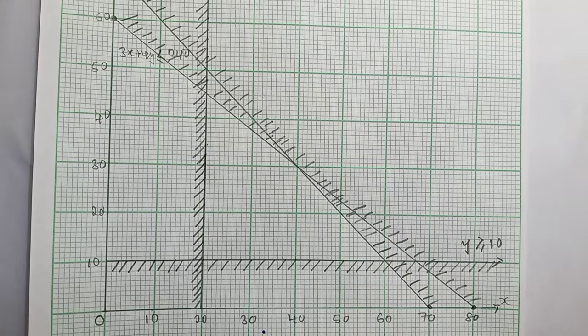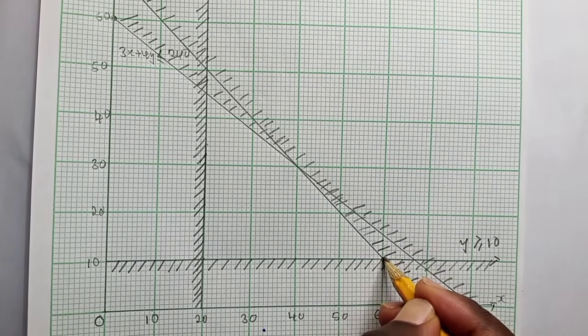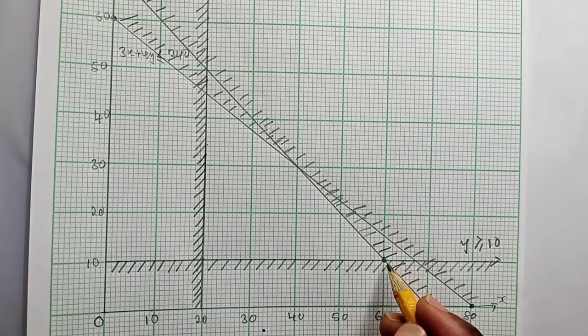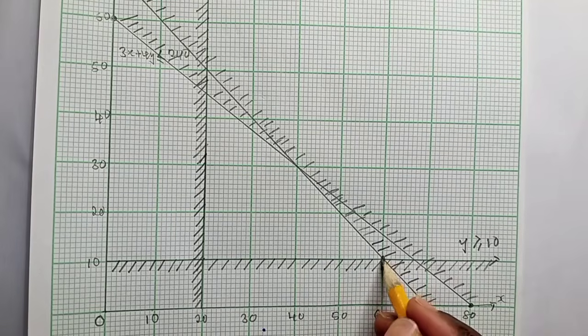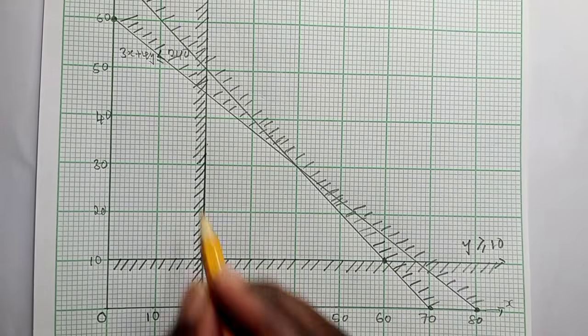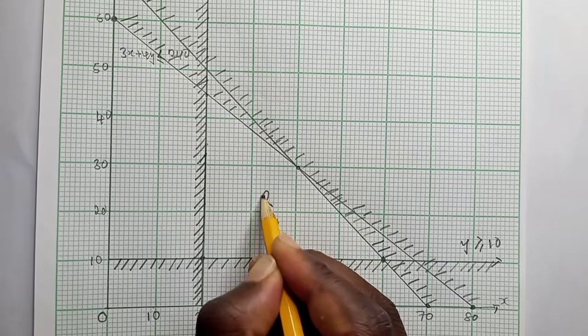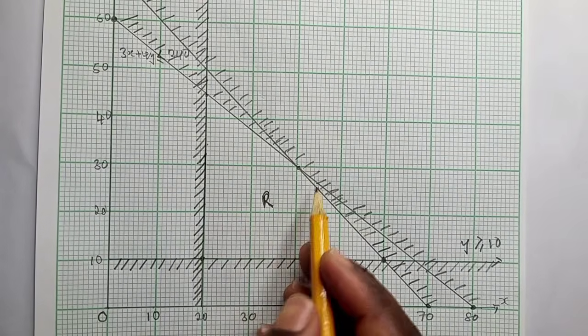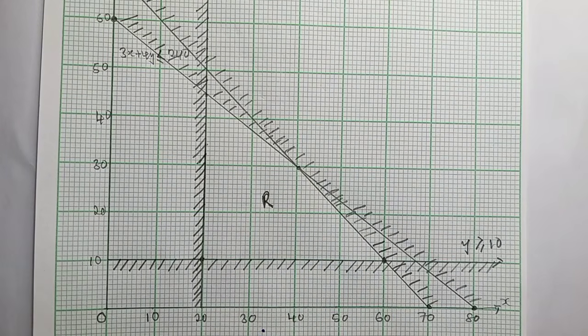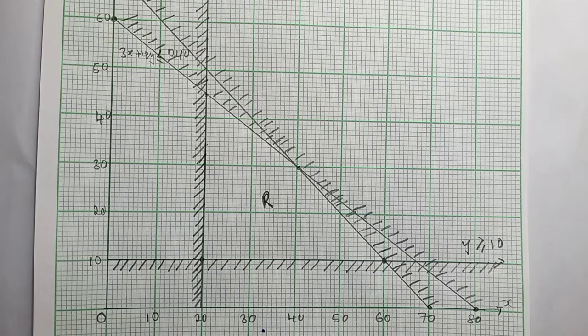Okay, so now we're done there. So this is the point that we need. Also this point, we need it. So the region is right here. The wanted region is here. So next, we need to identify the coordinates.